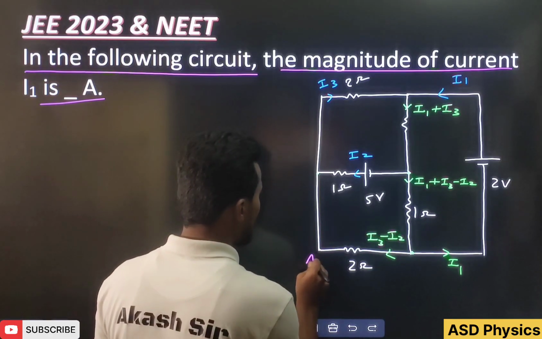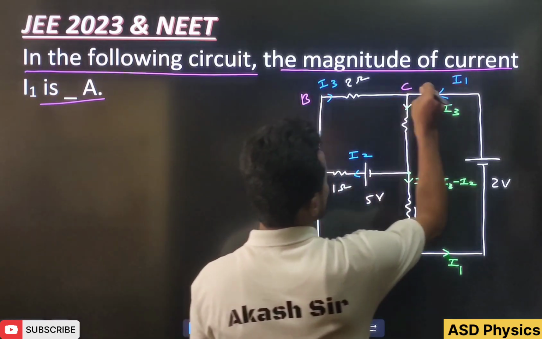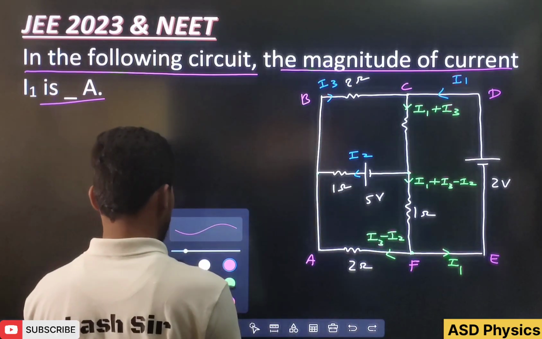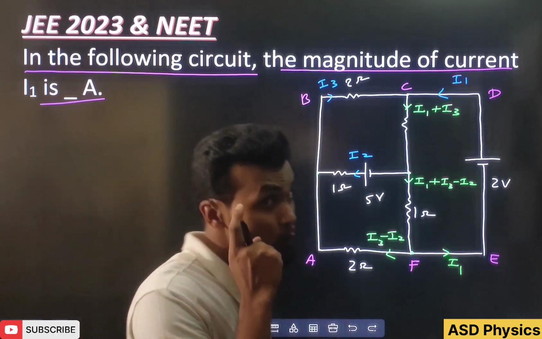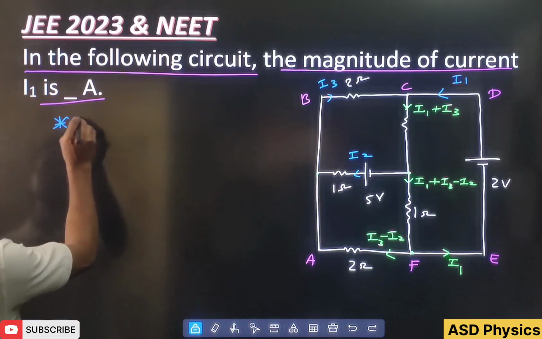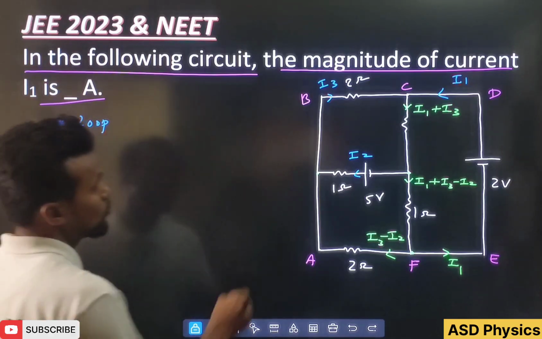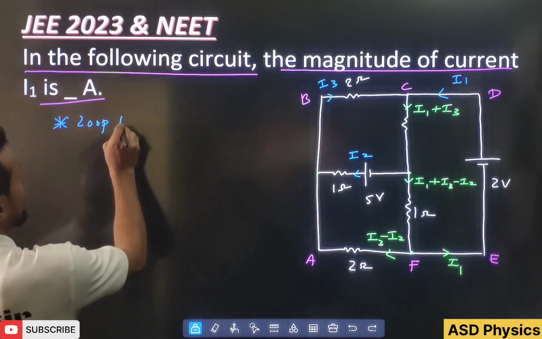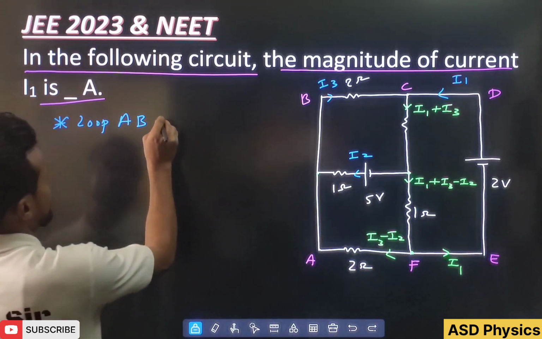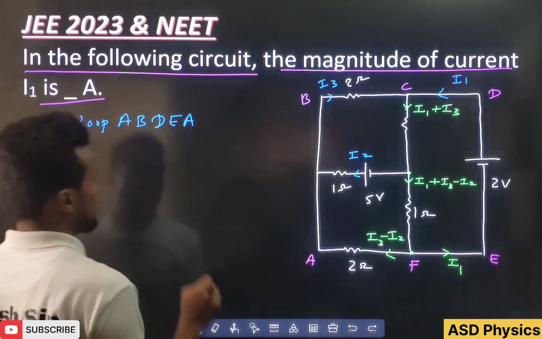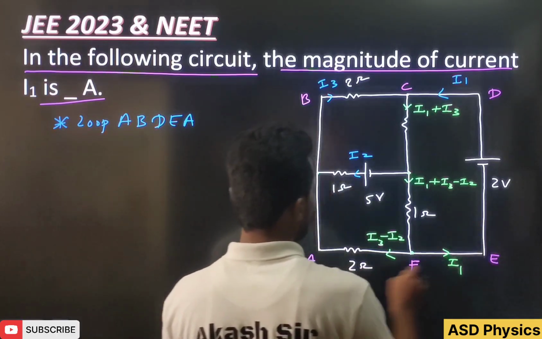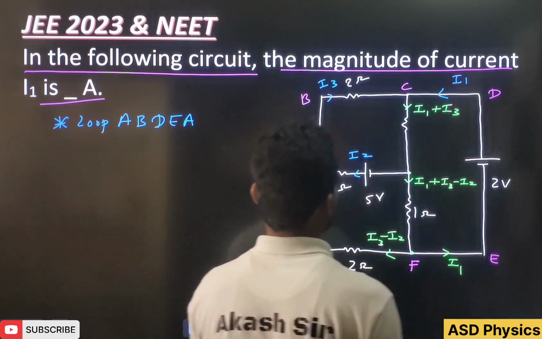Now we have to use the KVL, A, B, C, D, E, F to get the value of I1. Multiple equations we can write, but depending upon our intelligence, we have to think which loop to choose. So depending upon my intelligence, students, first I am going to take the outer loop. It is A, B, D, E, A. See here, A, B, D, E, A. Okay, students. So now we'll write the equation. I have chosen A, B, D, E, A.